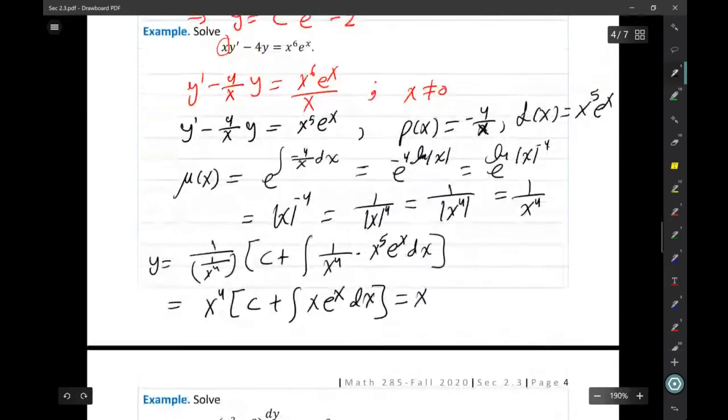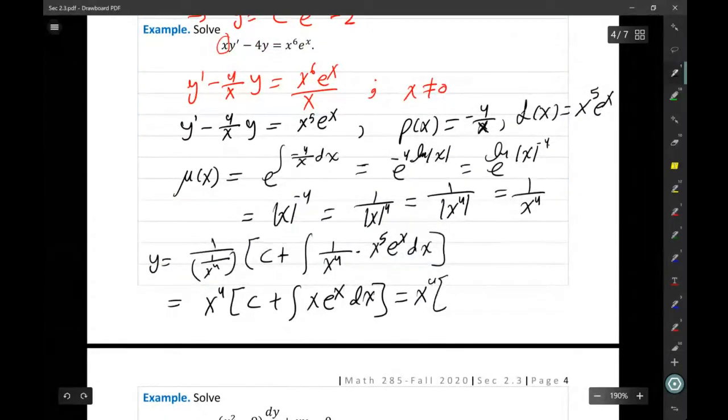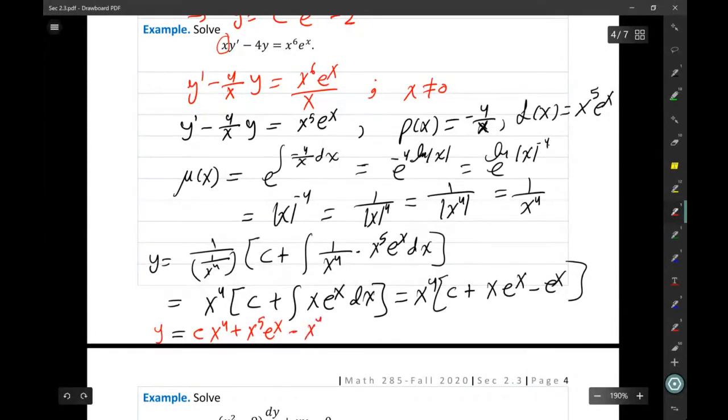Which is x to the power 4 times c plus here x e to the x minus e to the x, which is the integral of it. So the solution y, now simplify, becomes c e to the x to the power 4 plus x to the power 5 e to the x minus x to the power 4 e to the x.